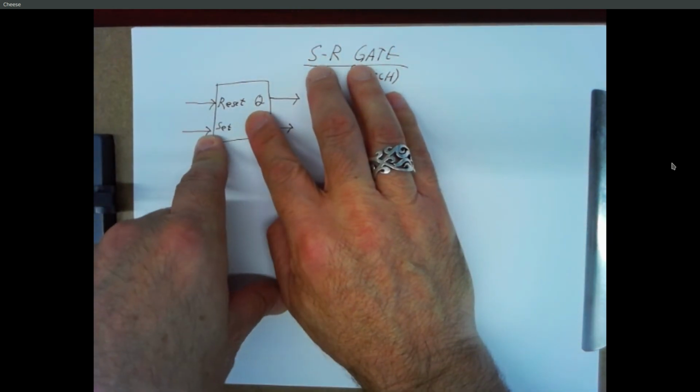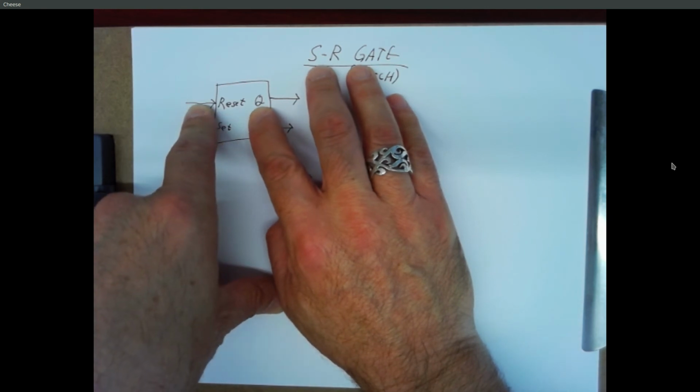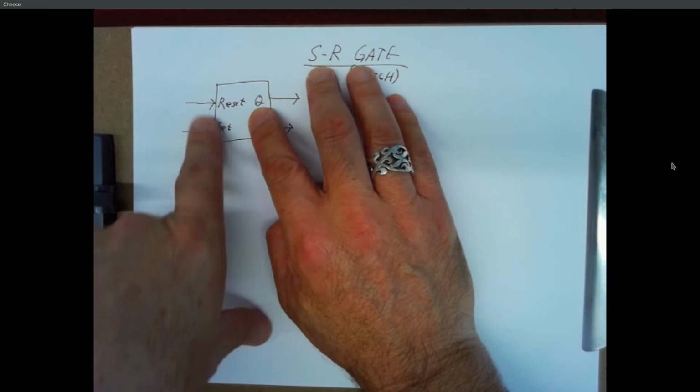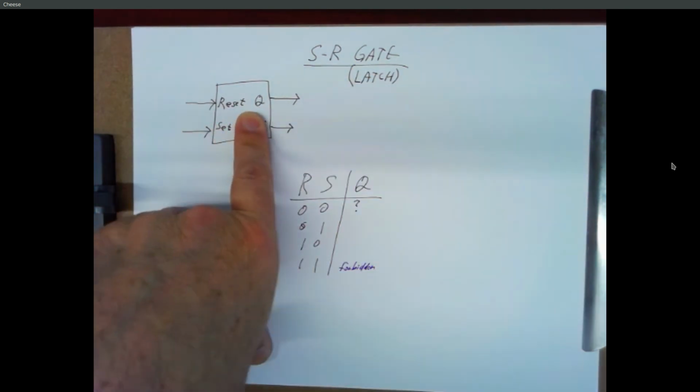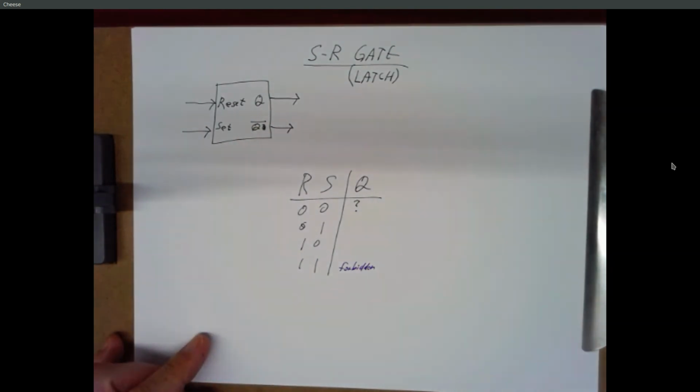If set goes high, the output gets a 1. If reset goes high, the output goes down to 0. And when you put both of these back down to 0, the output remembers what it was beforehand. So bump the set line up, output's high. Bump the reset line up, the output's low.